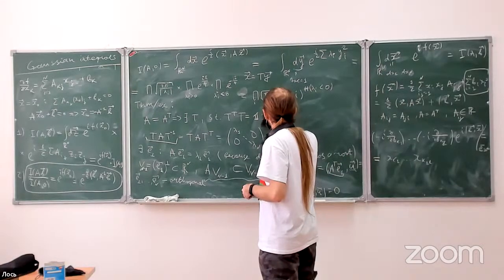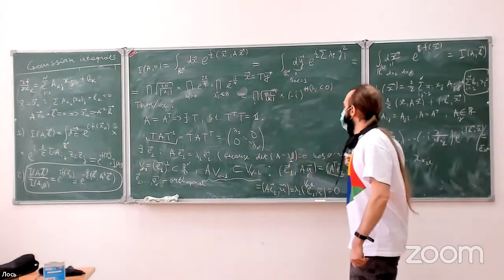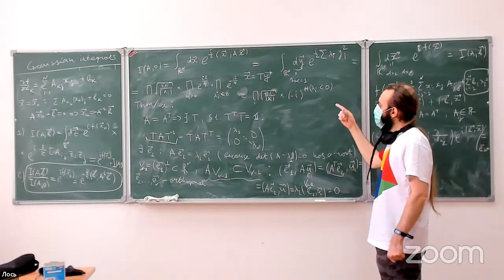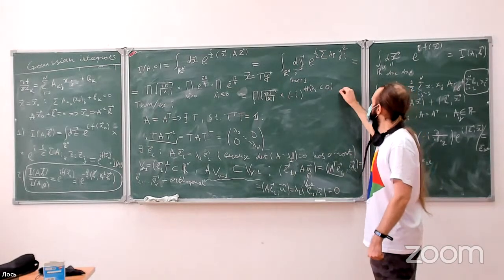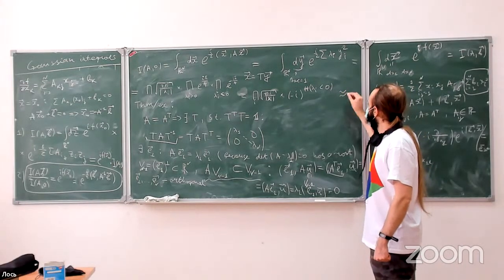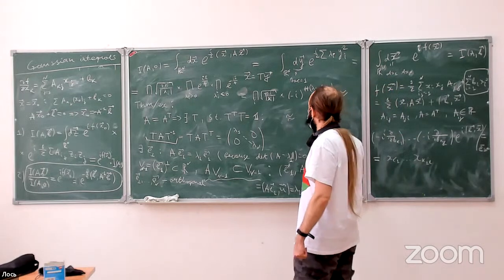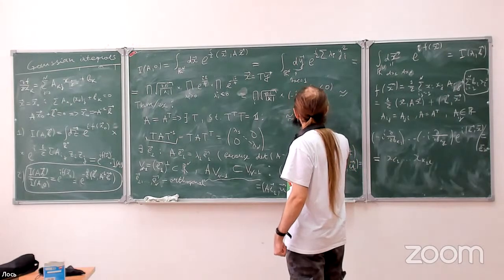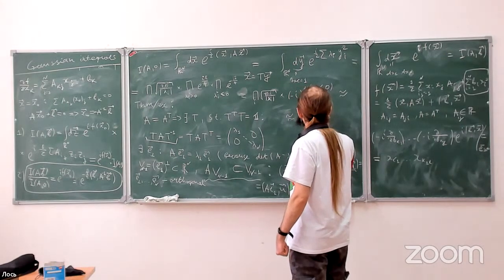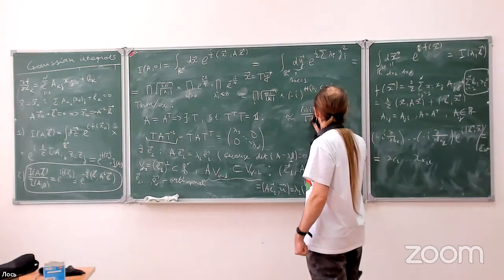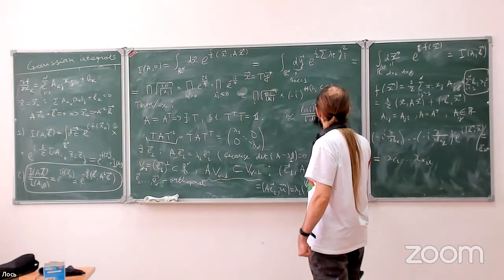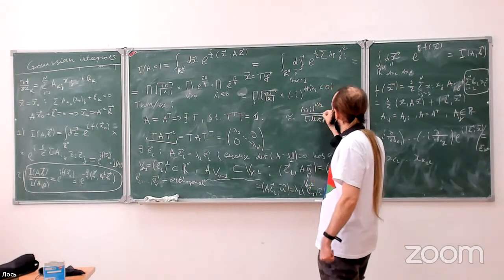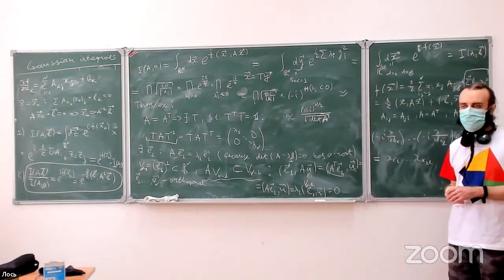Okay, and by the way, if we don't care about the signs, if we write everything up to some sign factor, then we can say that this equals 2 pi i to the power n over 2 divided by the square root of the determinant of A. Because you know the product of all eigenvalues is the determinant of the matrix.